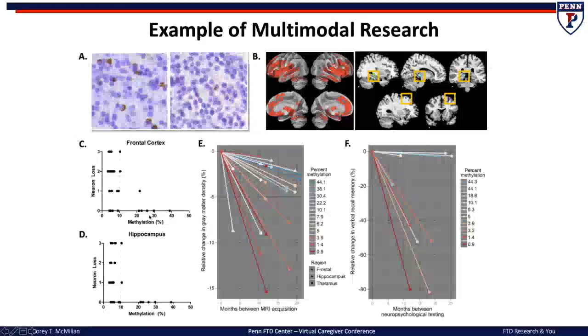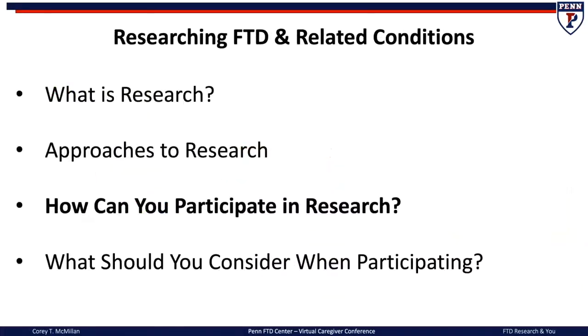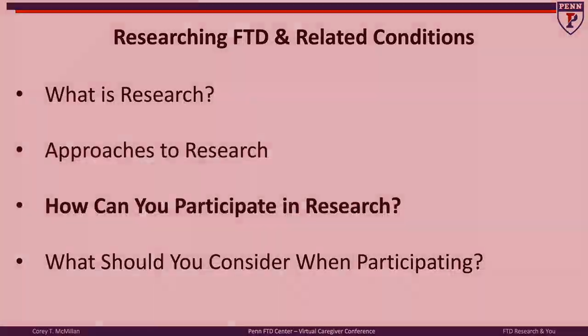in these brain regions. And then in panels E and F, we show that the percent of methylation affects the amount of longitudinal change. So in the colder colors, like blue, we see flatter lines, so slower rates of decline, where in red are hotter colors and faster rates of decline. So ultimately, by using this sort of multimodal approach, we hope that we're able to more precisely treat the heterogeneity of FTD and ALS. But next, I will turn to my colleague David Irwin, who will talk to you about how you can participate in research and what you should consider when participating in research studies.